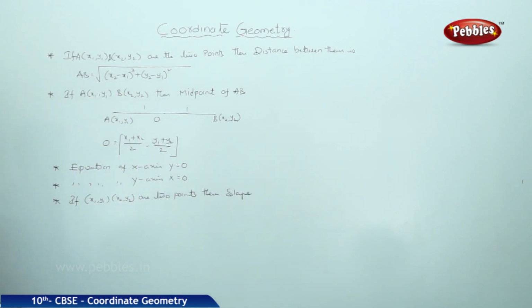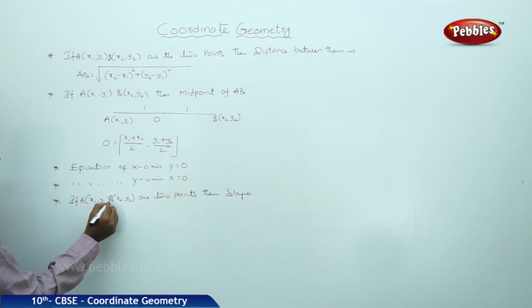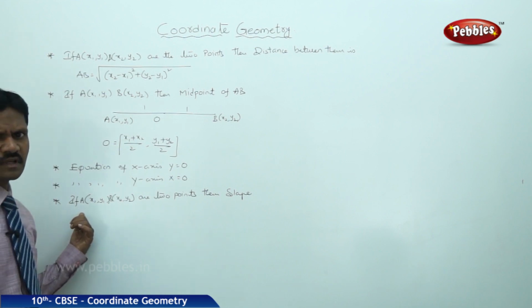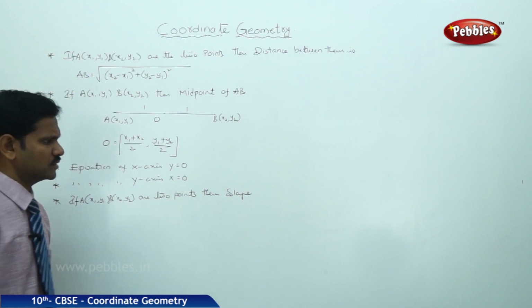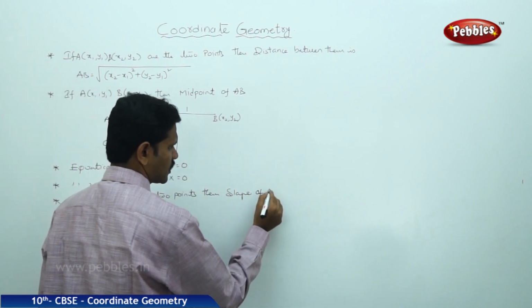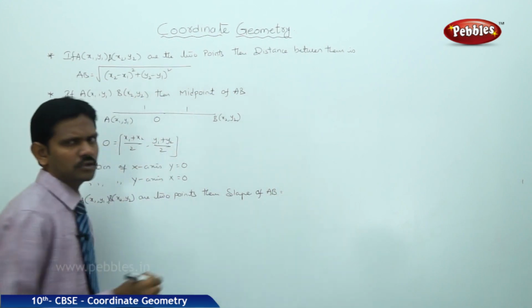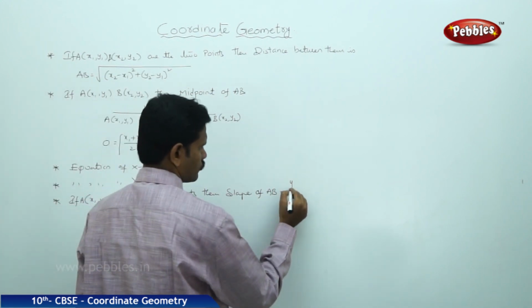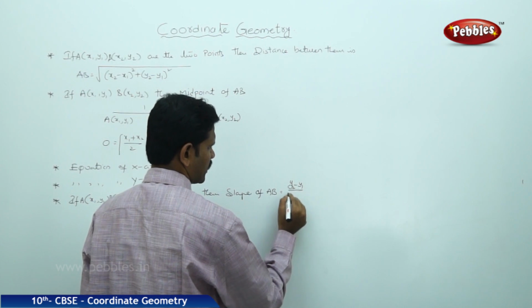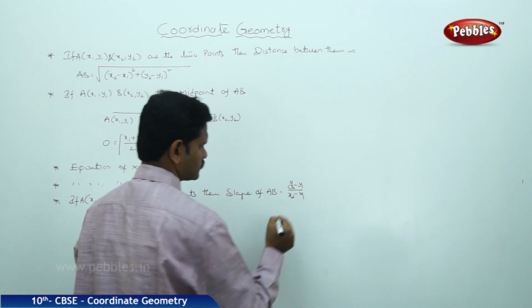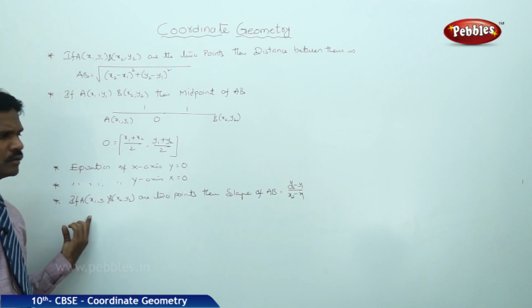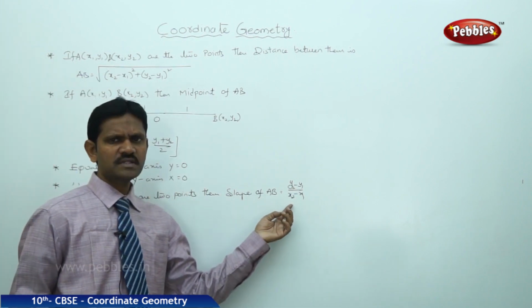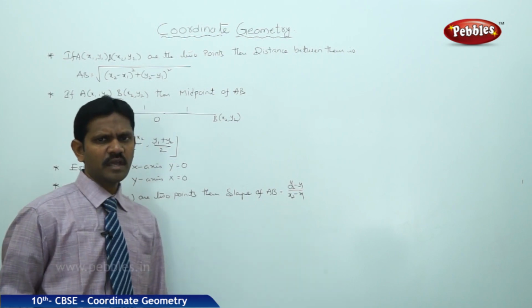For slope, let us consider the first point as A and the second point as B. A(x1, y1) and B(x2, y2) are the 2 points, then the slope of AB is equal to (y2 - y1)/(x2 - x1). That is, when 2 points are given, the slope is (y2 - y1)/(x2 - x1).